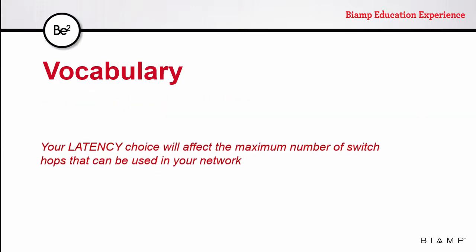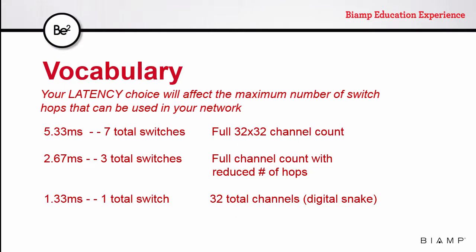Here are the switch hop numbers that CobraNet recommends. These guidelines are for 100 megabit switches, and so you can get away with more these days with a faster switch. At 5 1/3 milliseconds, you can have a total of 7 switches with a full 32 by 32 channel count. At 2 2/3 milliseconds, you can have 3 total switches and the same full channel count. At 1 1/3, you can have 1 total switch, but the channel count halves for a total of 32 channels, essentially creating a digital snake cable.